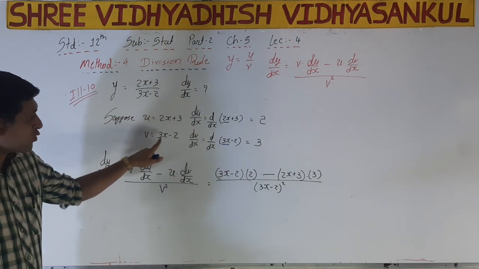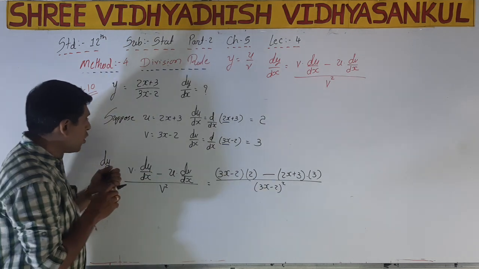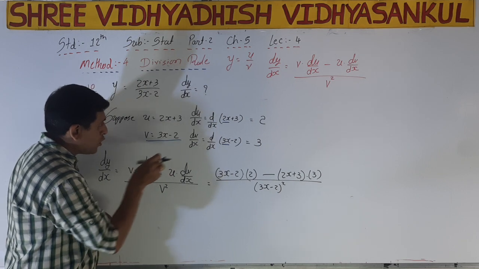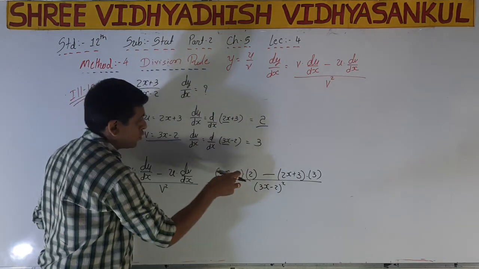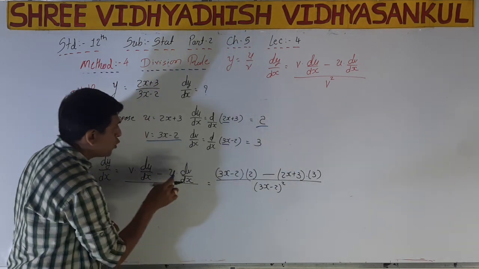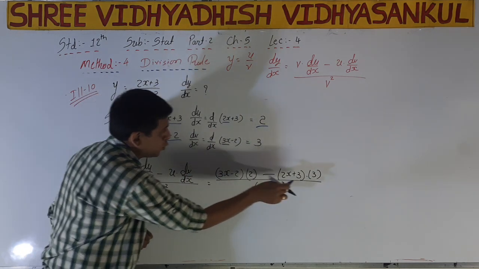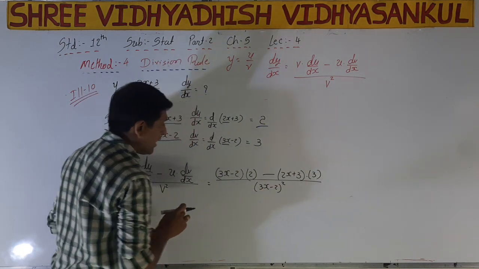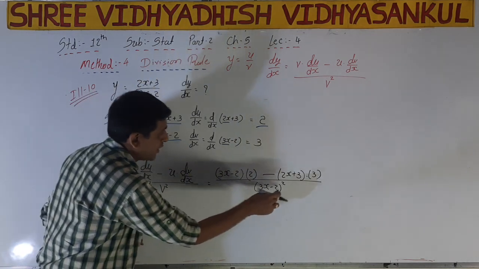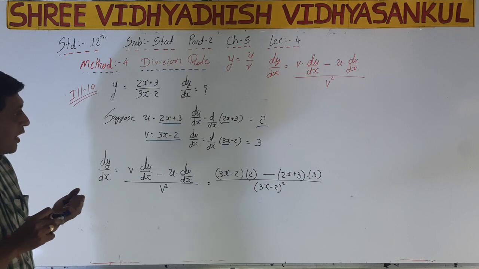Right? I am just putting the value into the formula. V is equal to, here your v is there, v into du by dx, that is 2. So (3x minus 2) into 2, then minus u, that is (2x plus 3), into 3. du by dv by dx, and upon v square, that's why v is equal to again (3x minus 2) whole square. Right? Now just simplify that.